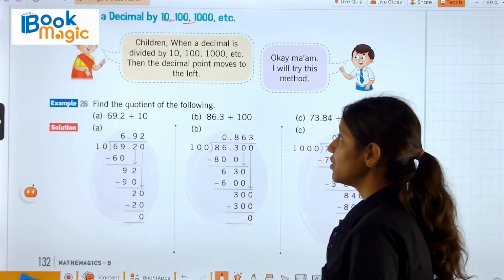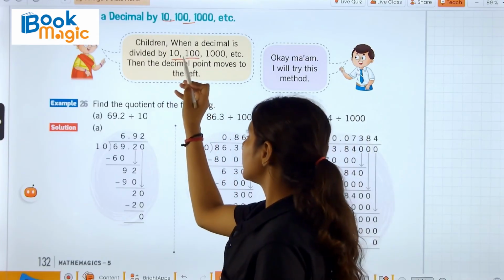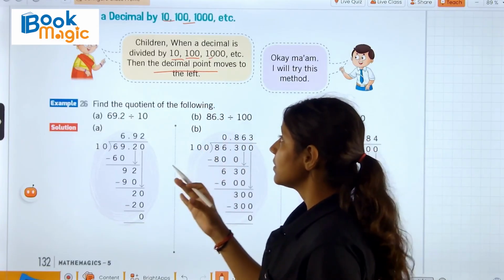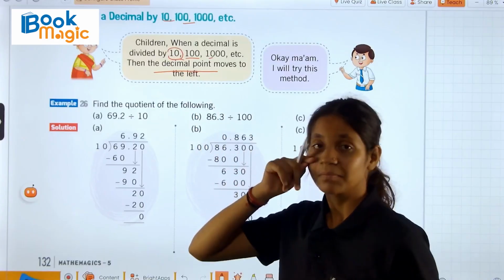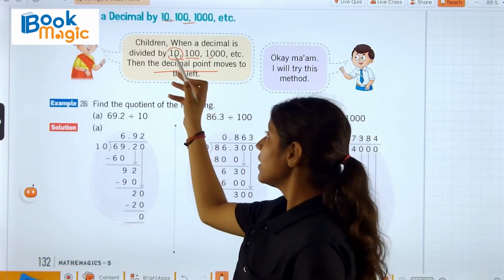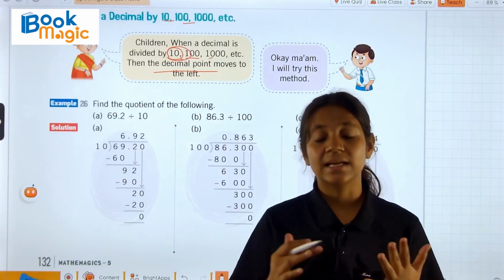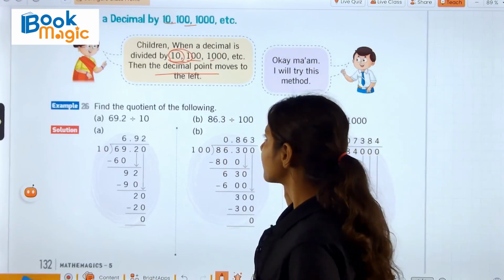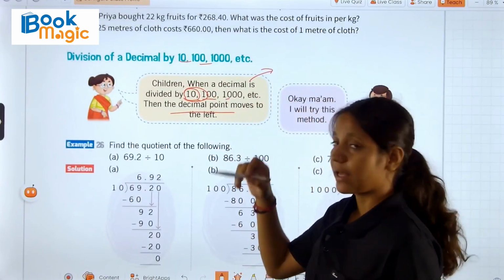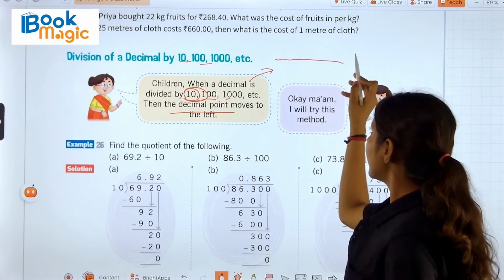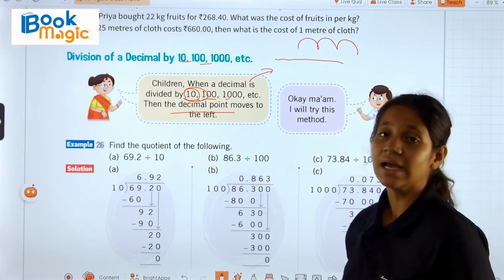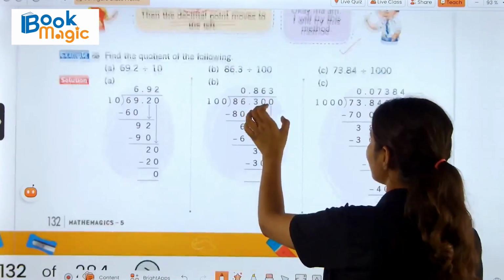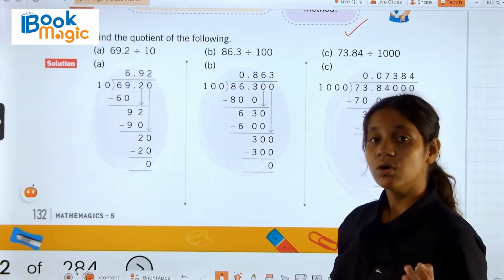Teacher is saying, children, when a decimal is divided by 10, 100 and 1000, etc., then the decimal point moves to the left. That means, if we divide any decimal number by 10 or a multiple of 10, that is 100, 1000, we find that the decimal point moves to the left by as many places. Okay, then student replied, okay ma'am, I will try this method. Yes ma'am, I will try this method.